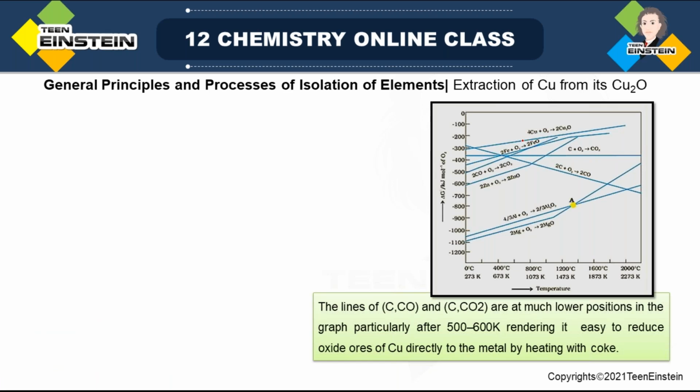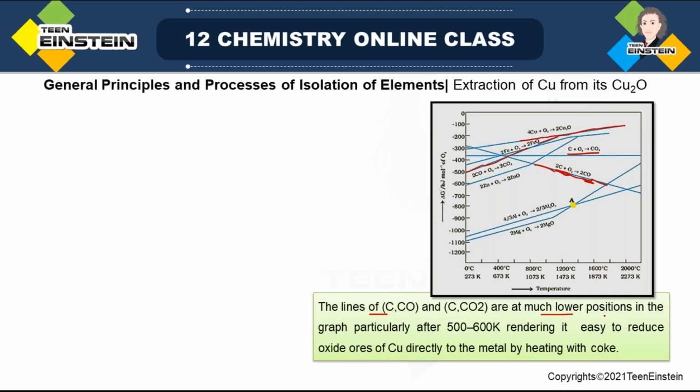Not all the lines, just focus on this one, which is the line for copper oxidized to Cu2O, and the other line that we'll consider is carbon reacting with O2, converted to CO. Another line is this one, where CO is converted to CO2. Now see the lines of C to CO and C to CO2. This is C to CO2, this is C to CO.